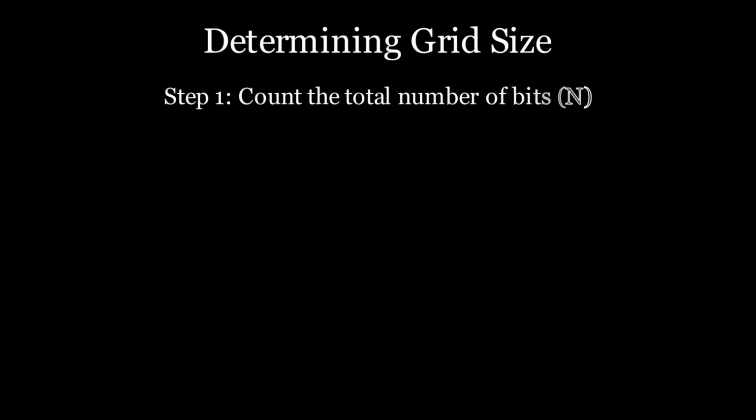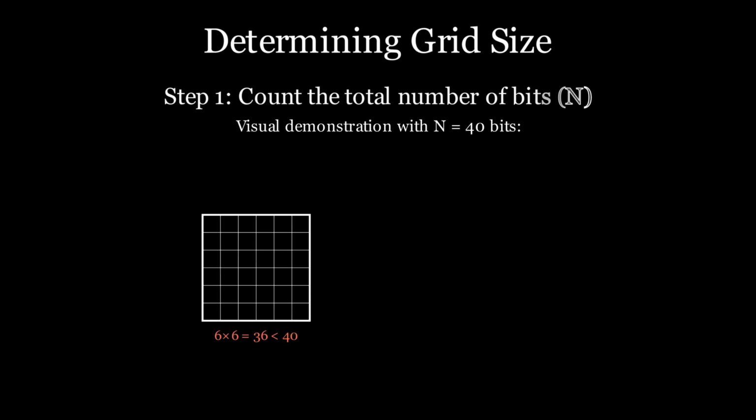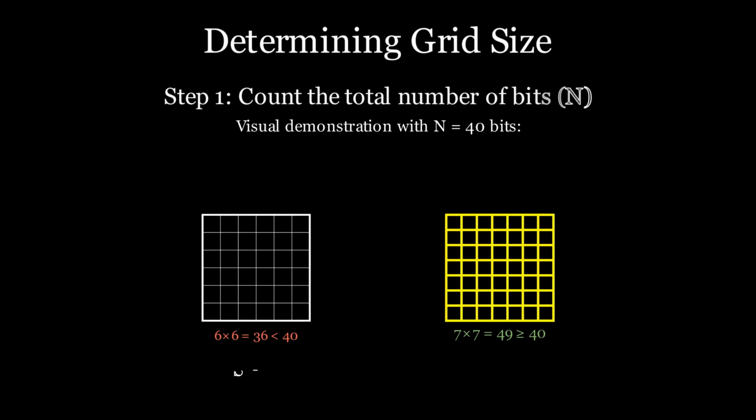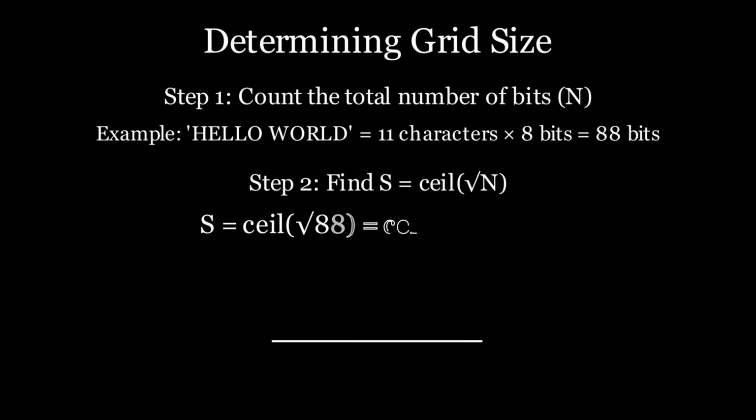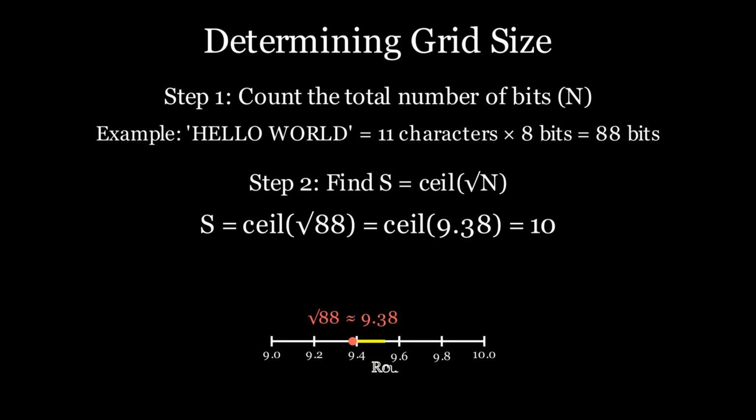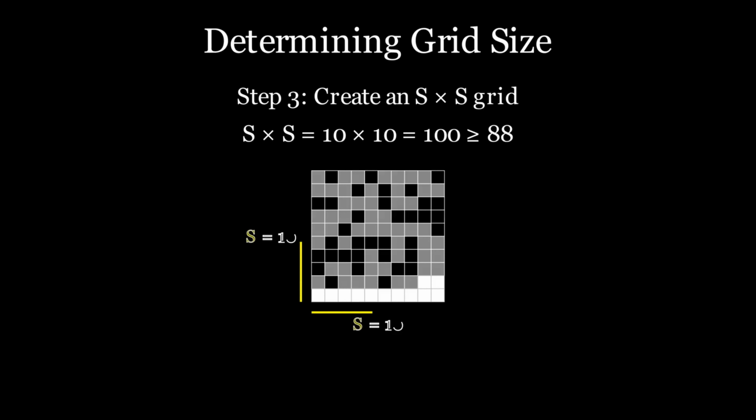To determine the grid size, I first count how many bits need to be displayed. Since the grid must be a perfect square, I find the smallest whole number s where s squared is at least n, or greater. I do this by taking the square root of n and rounding up to the nearest whole number. Each bit gets its own cell in the grid. If the number of bits is less than the square grid, then there are extra cells left over. I fill these with white squares to mark them as unused, keeping the grid a perfect square.